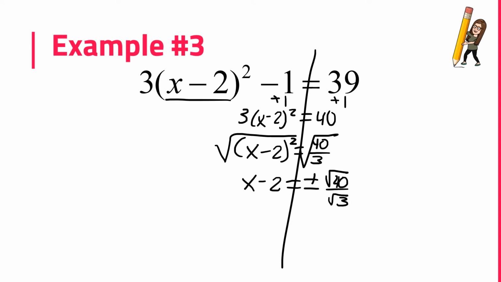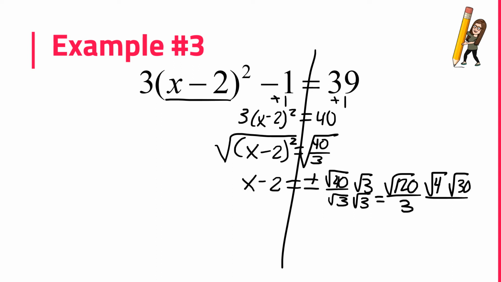Okay, I need to rationalize the denominator. I'm going to multiply top and bottom by square root of 3. That gets me to square root of 120 over 3. I'm going to keep going to the right here. Square root of 120 has a perfect square. It ends up being 4 times 30. Well, square root of 4 is 2. Square root of 30 stays square root of 30. And 3 is just carried over as my denominator.